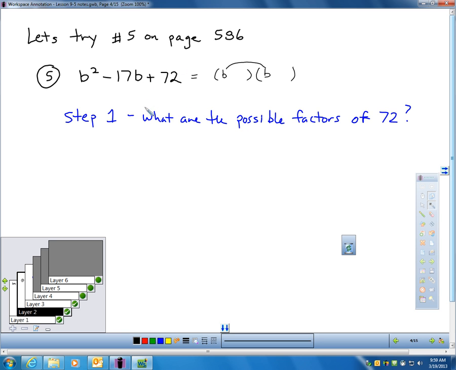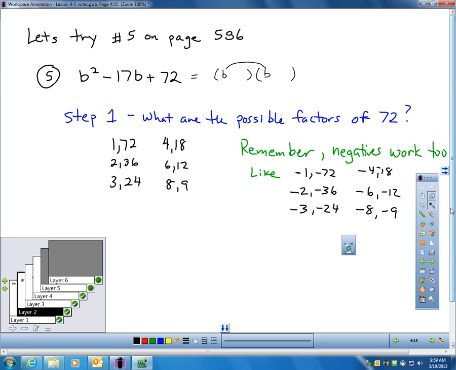What are the possible factors of 72? Well, there's a bunch of them. I wrote them all down. 1 times 72 is 72, 2 times 36, 3 times 24, 4 times 18, 6 times 12, 8 times 9.